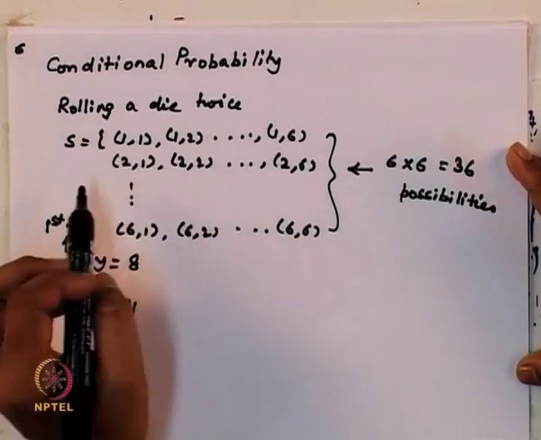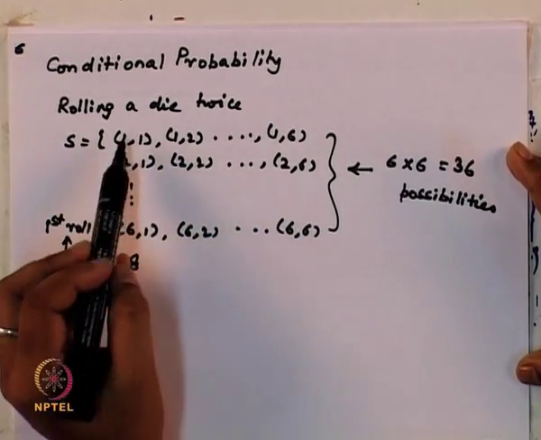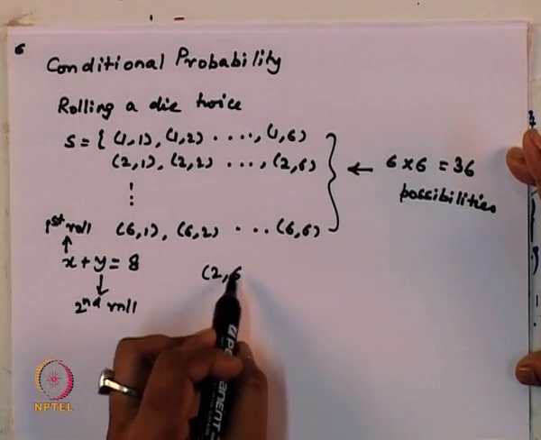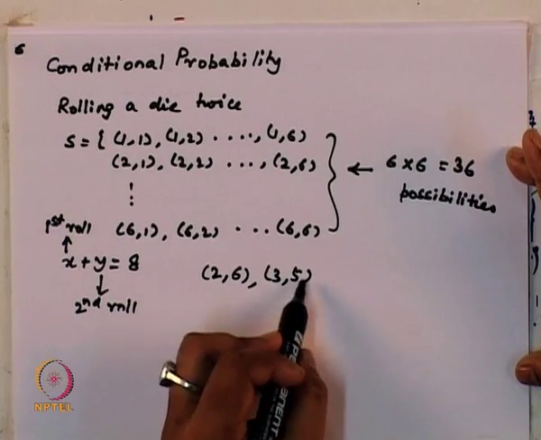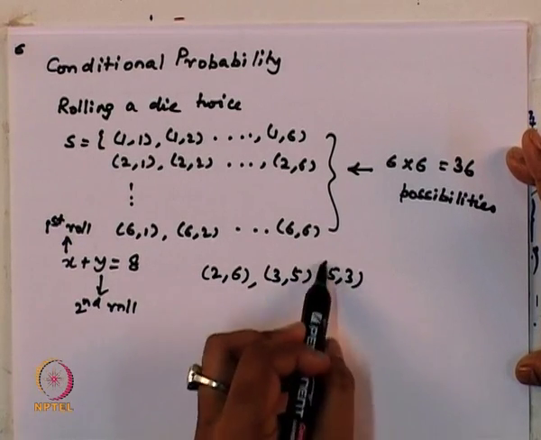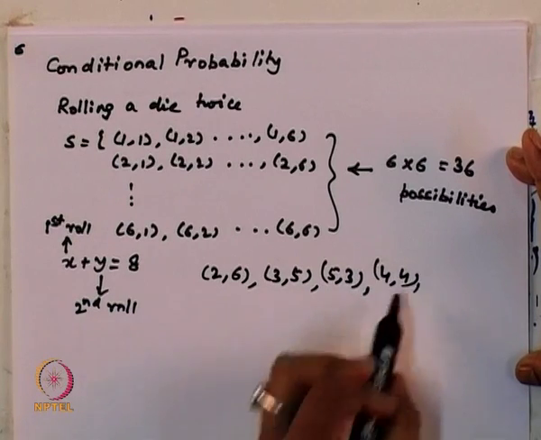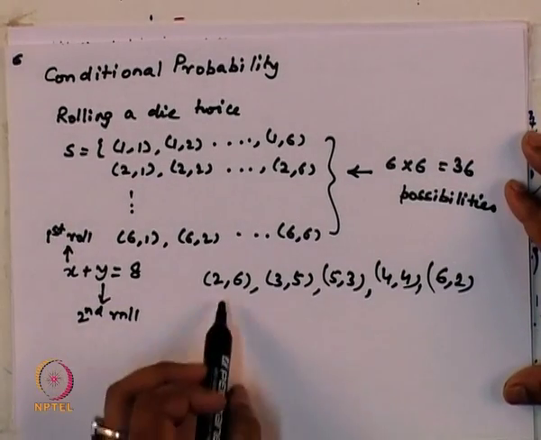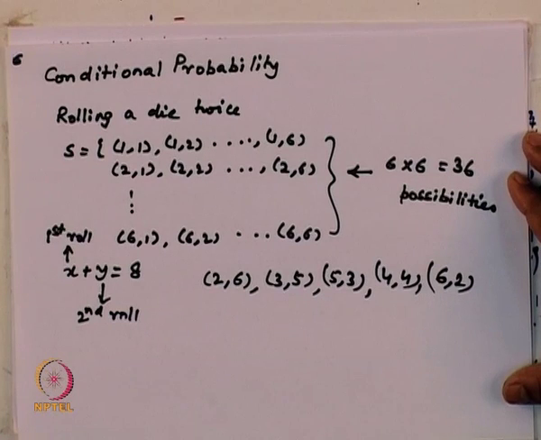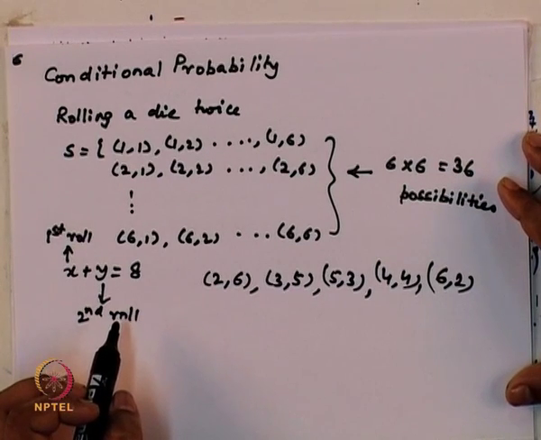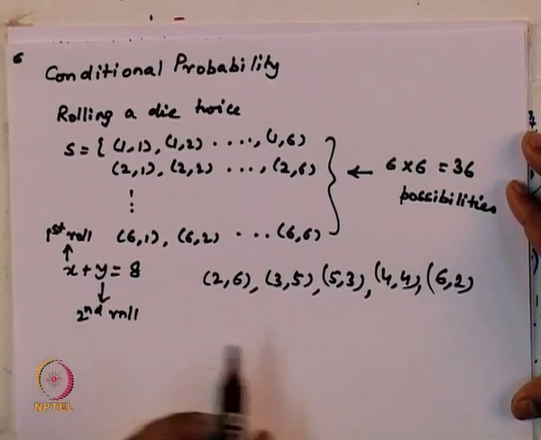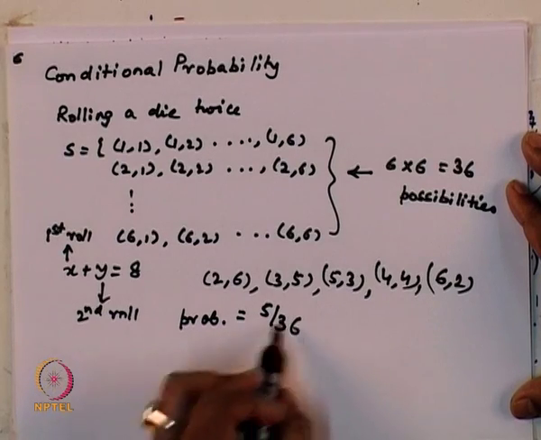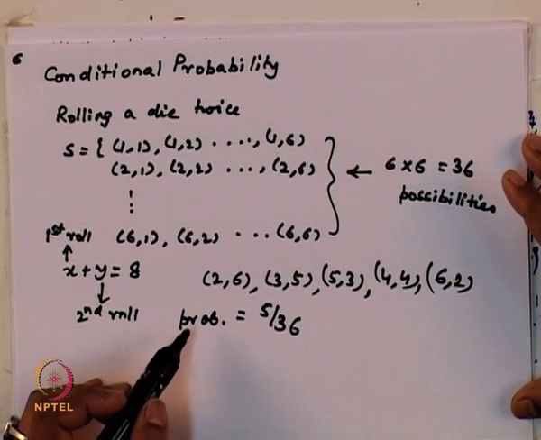I will look for all those combinations for which x plus y is equal to 8, and I get my answer as (2, 6), (3, 5), (5, 3), (4, 4) and (6, 2). Okay. So, I can see that there are 5 possibilities of a total of 8. So, of these 5, my probability then becomes simply 5 by 36, that the sum is equal to a value of 8.